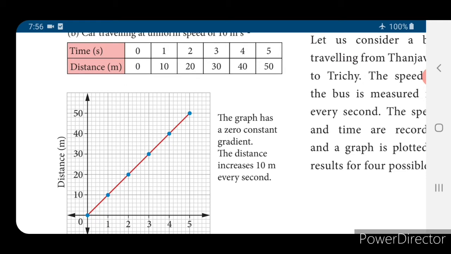Like that, you have to mark a point on it. Then you have to connect all the points, and you will get a straight line. So the graph has a constant gradient, that is, the distance increases 10 meter every second.